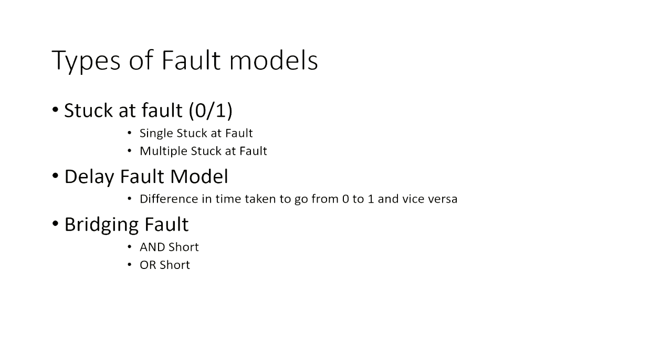There are different types of fault models, like stuck-at fault, which is a single stuck-at fault, and multiple faults, so 0 and 1. Then the delay fault model. When we take into account a practical example, we have to consider how much time it takes to go from 0 to 1 and vice versa. With an ideal model, we just assume that it doesn't take any time to change states. And bridging fault, where we have the AND short and OR short.